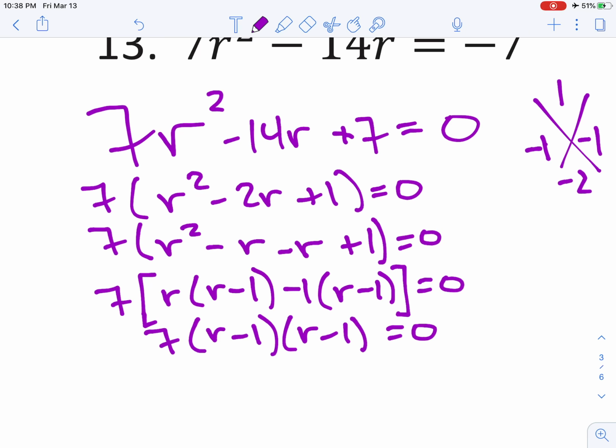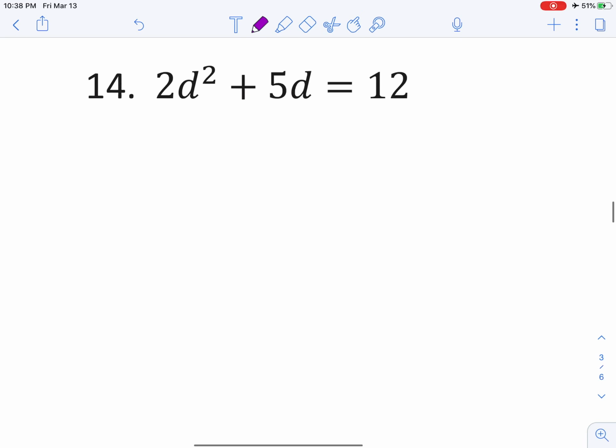Oh, there are 2 of them. Do I need to set them both equal to 0? No. R minus 1 equals 0, so r equals 1. Now, can you set 7 equal to 0? No, because there's no variable. So there's no need to put 7 equal to 0 because 7 doesn't equal 0.